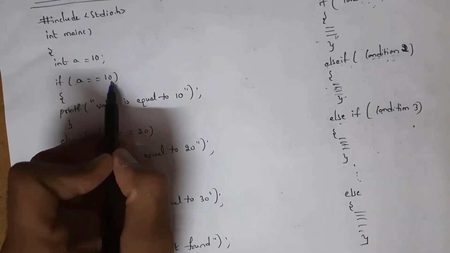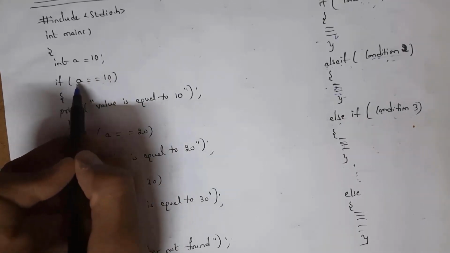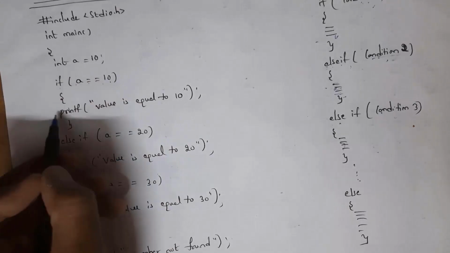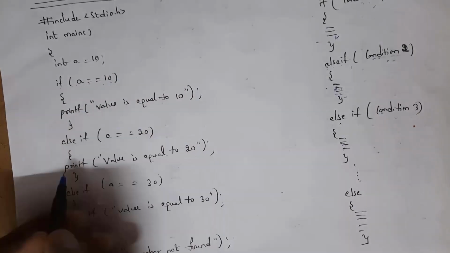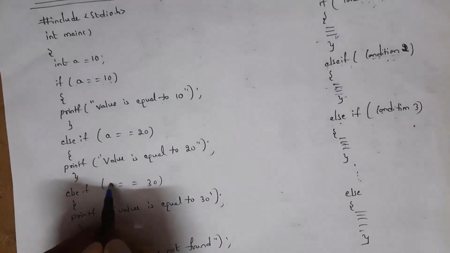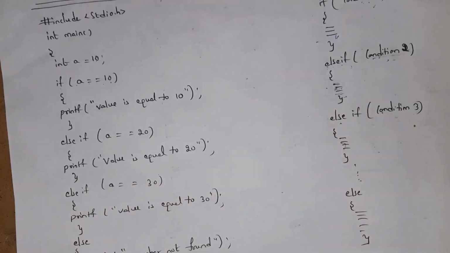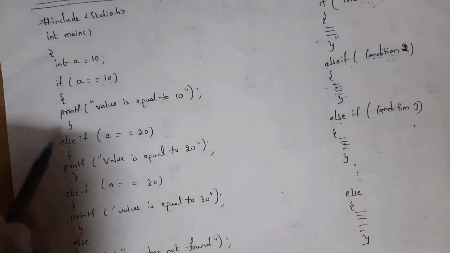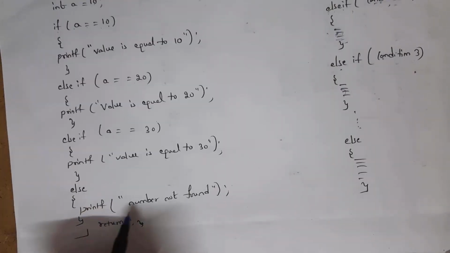Guys, definitely you need to use double equal to here. If a double equal to 10, printf value is equal to 10. Else if a double equal to 20, printf value is equal to 20. Again I wrote else if a double equal to 30, printf value is equal to 30. At last, if all these conditions are false, then take else printf number not found.